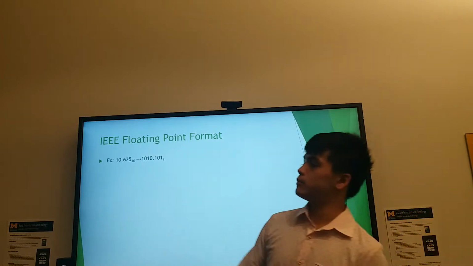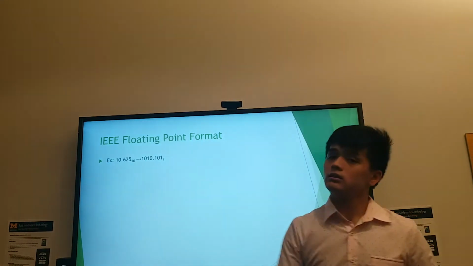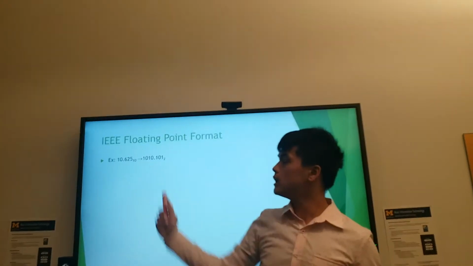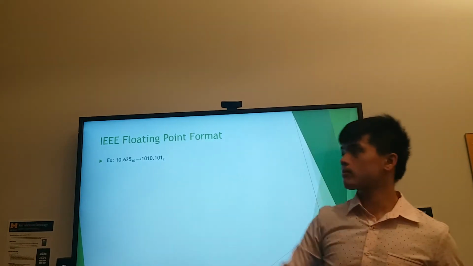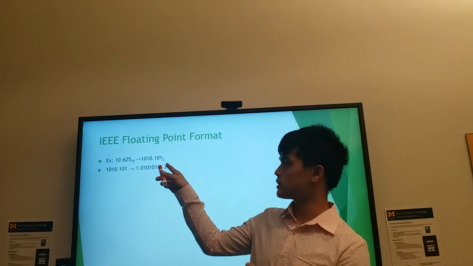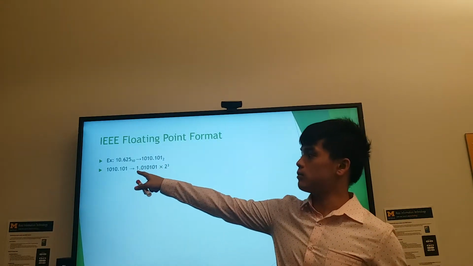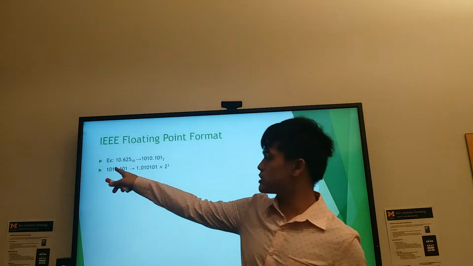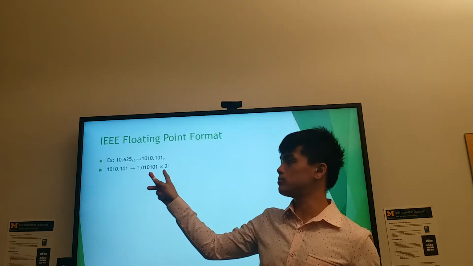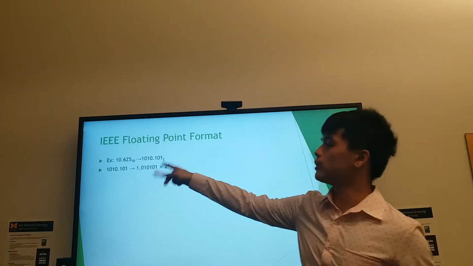So let's do an example. We have a floating point number in base 10, 10.625, and when we convert it to binary it's 1010, which is 10, and after the decimal point it's 101. Just like any scientific notation, we can change the exponent and shift the decimal point around. If we shift this decimal point to the left 3 bits, we have to multiply by 2 to the 3 because it's base 2. And then we get 1.010101.